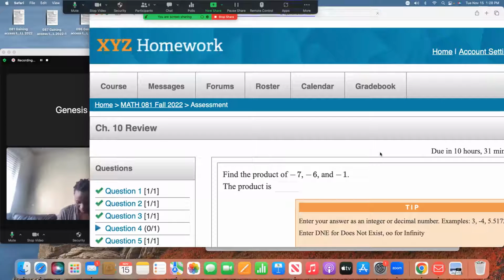These might get out of control. Find the product. Okay, so notice they're going to multiply these three numbers, a 7, a 6, and a 1. So that's going to be 42, right? Because multiplying by 1 doesn't change it. But this, we did this already. Product means multiply. We can't forget that.